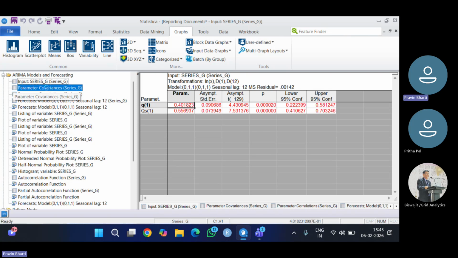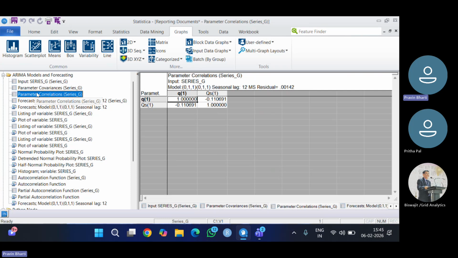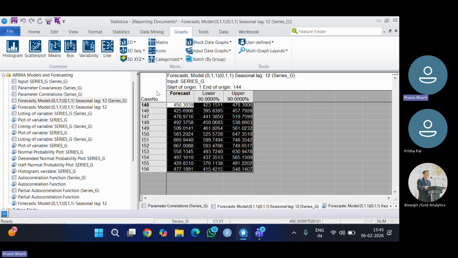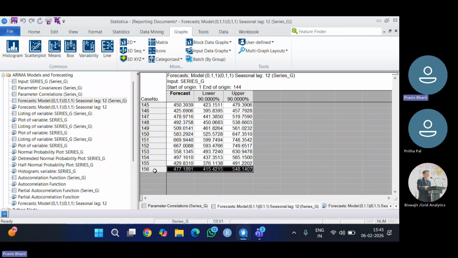Now we have these, the covariance, correlation, and this spreadsheet shows our forecasted values. In our historical data, we have 144 cases. After 144, the next 12 steps mean the next 12 months of data. So these are the forecasted values, and these are the confidence limits, lower and upper.